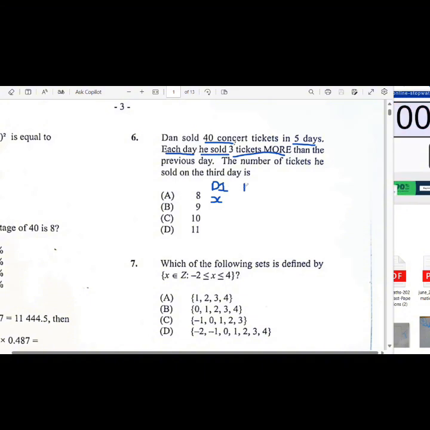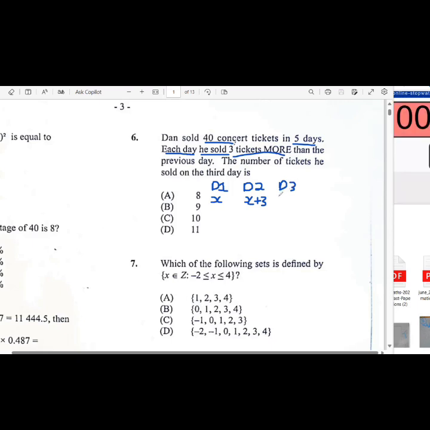So that means on day 2, if he sold 3 more than the previous day, it meant he sold the same amount as the previous day, but 3 in addition to that, or 3 more than the amount sold. So the amount he sold on day 1, he also sold on day 2, but 3 more than that. So the same thing will be happening by day 3. Each day he sold 3 more than previous day.